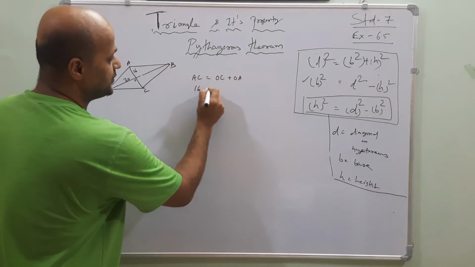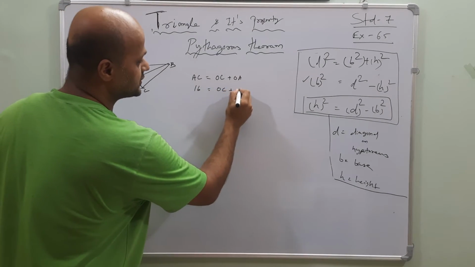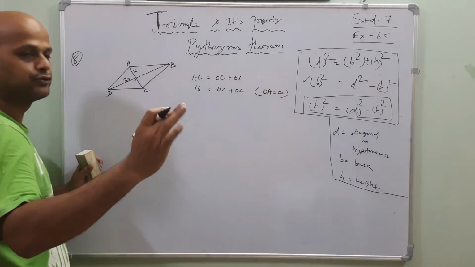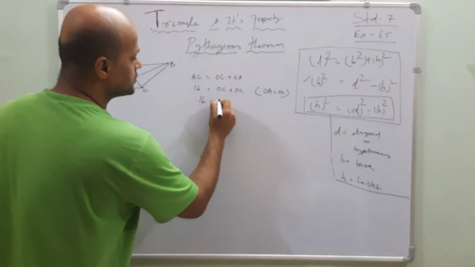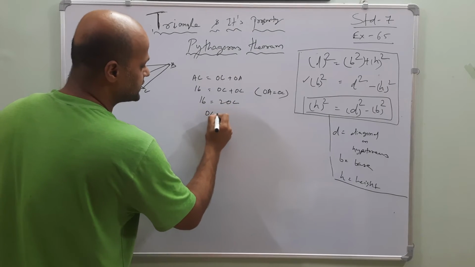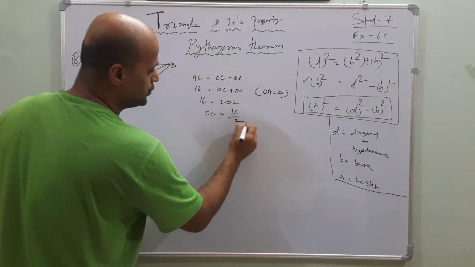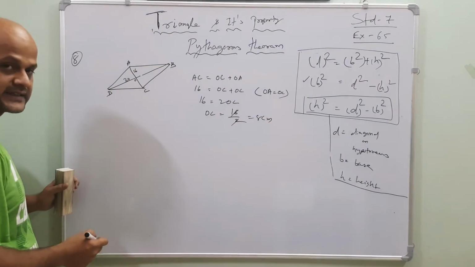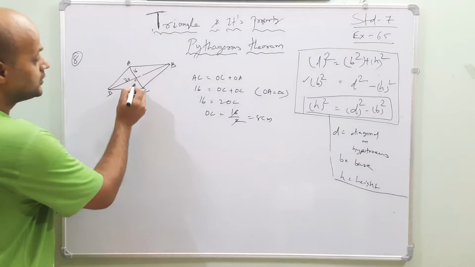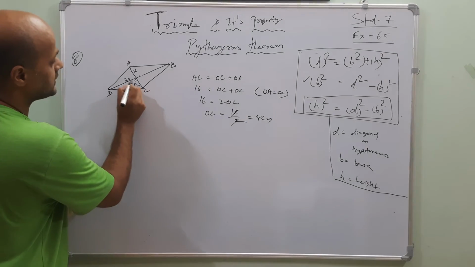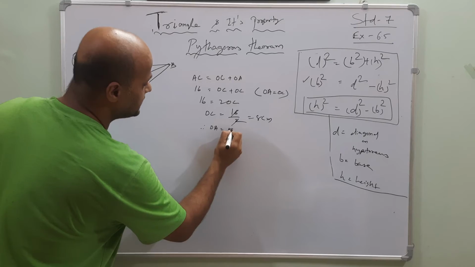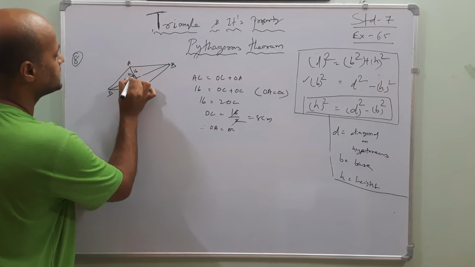Now 16, we know that OA plus OC. You can write here OA is equal to OC because the diagonal will divide into 2 equal halves. 16 is equal to 2 OC. OC is equal to 16 by 2, 8 centimeter. So OC is equal to 8 centimeter. Therefore OA is also 8 centimeter. This one is also 8 centimeter.